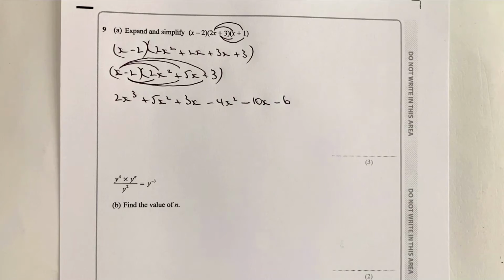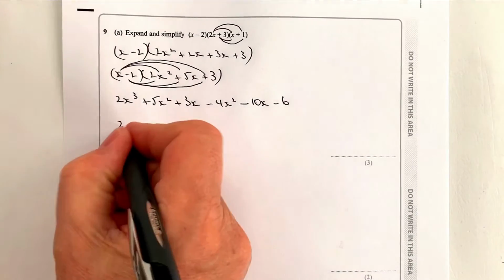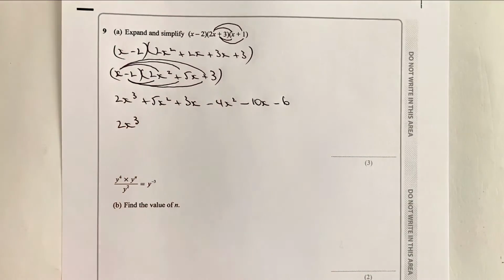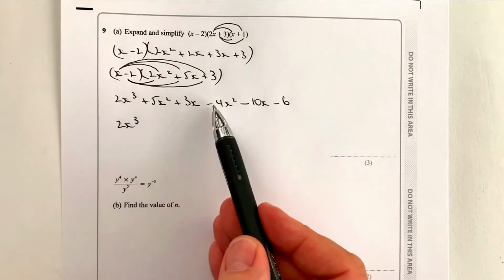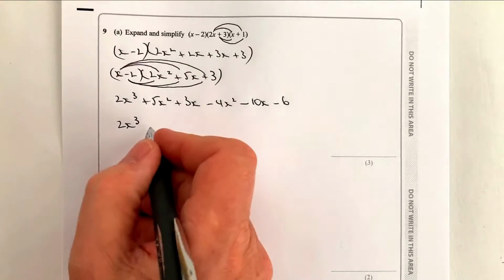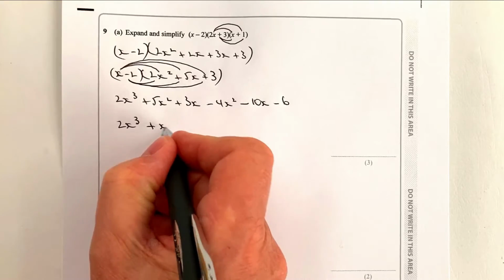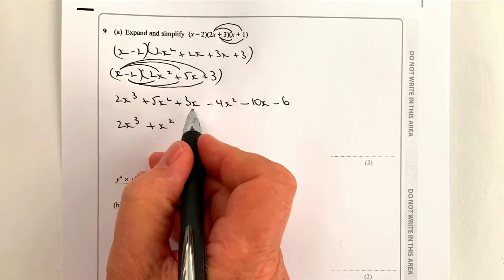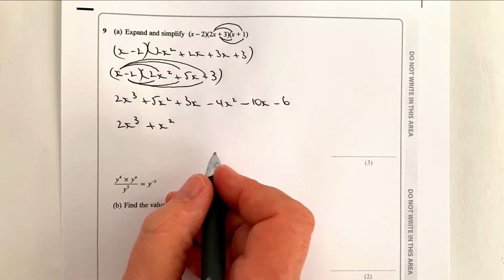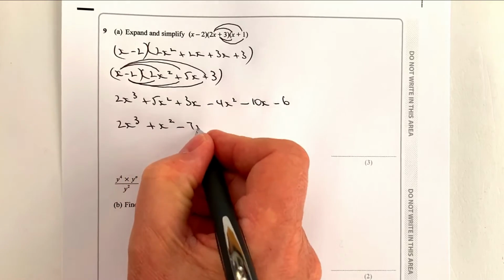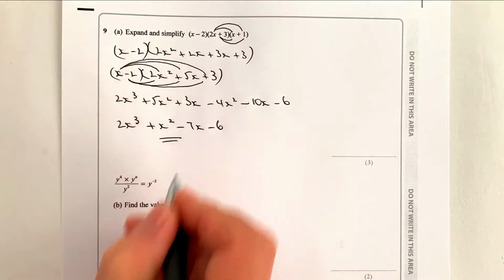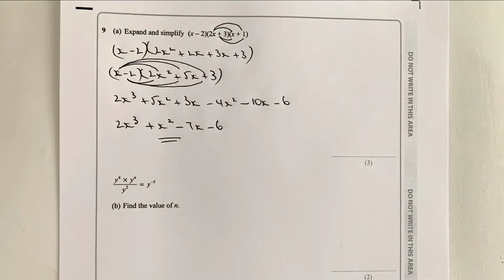Okay, let's tidy that up a little bit. Well, 2x cubed I can't do anything about. That's just going to stay as it is. I've got 5x squared minus 4x squared is 5 minus 4 is plus 1, so it's plus x squared. Plus 3x minus 10x is going to be minus 7x, and then minus 6 at the end. And that was the answer to that particular question.